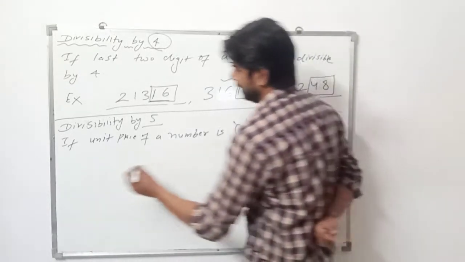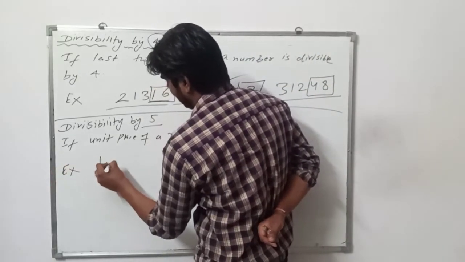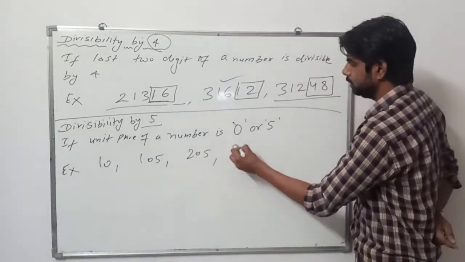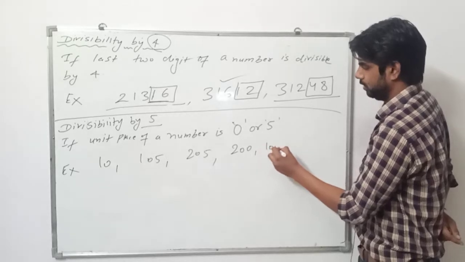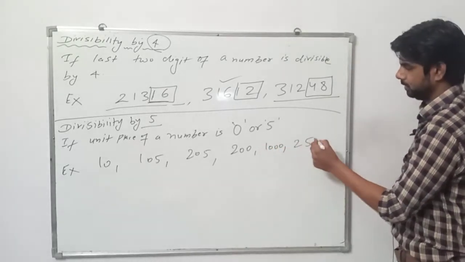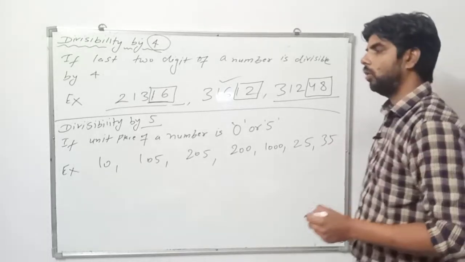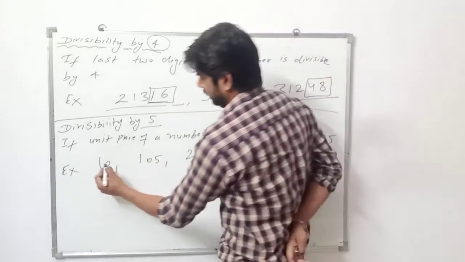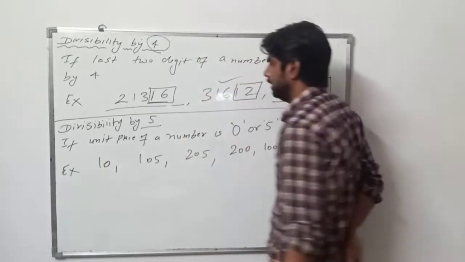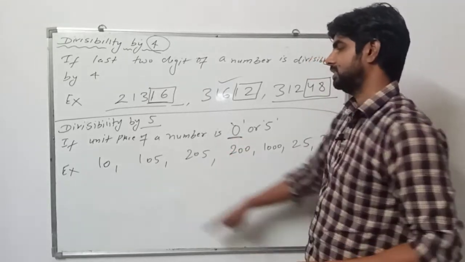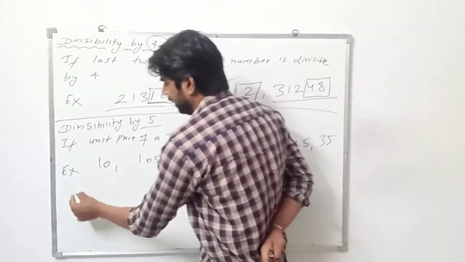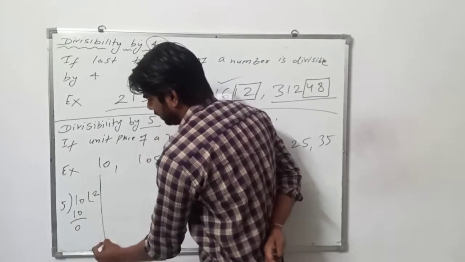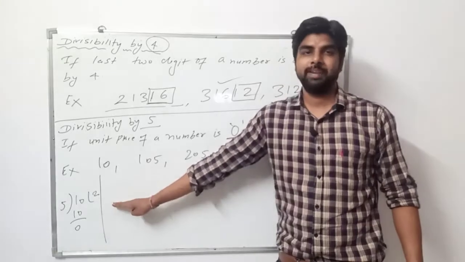So let's take some examples. Suppose the number is 10, 105, 205, 200, 1000, or 25, 35. In all these numbers, the unit digit is either 0 or 5. Here you can see that the unit digit is 0. This means this is fully divisible by 5. We know that if we divide 10 by 5, 5 twos are 10, and we get 0 as our remainder. This means 10 is fully divisible by 5.